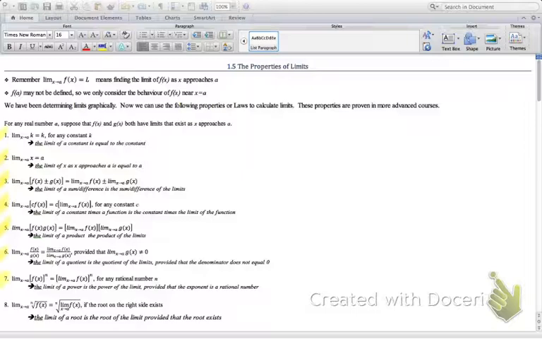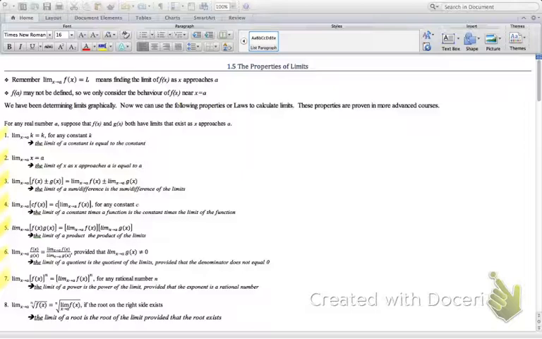Number 7, the limit of f(x) all to the power of n as x approaches a is equal to the limit of f(x) as x approaches a, all to the power of n, for any rational number n. So the limit of a power is the power of the limit provided that the exponent is a rational number.